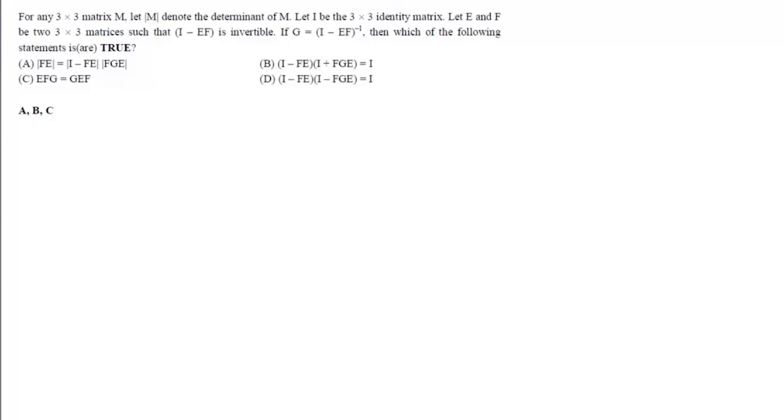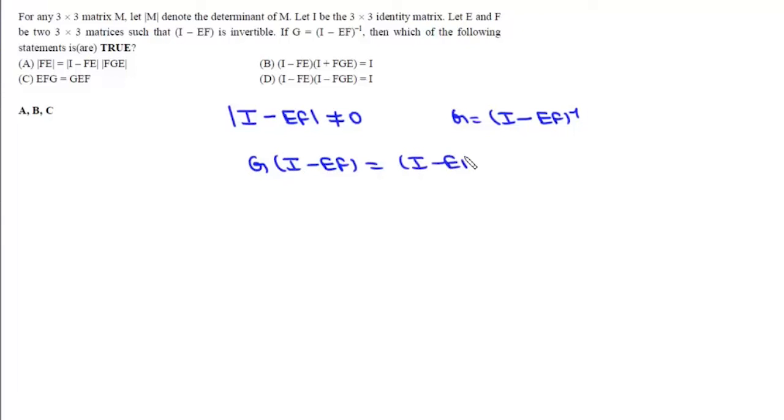Now here the question is, let M be a determinant, and E and F be two matrices such that I minus EF is invertible. That is, determinant of I minus EF is unequal to 0. Now it also says, if G is I minus EF inverse, then which of the following statements is or are true? Now if G is the inverse of this matrix, then G into I minus EF will be equal to I minus EF into G, and it must be equal to I.